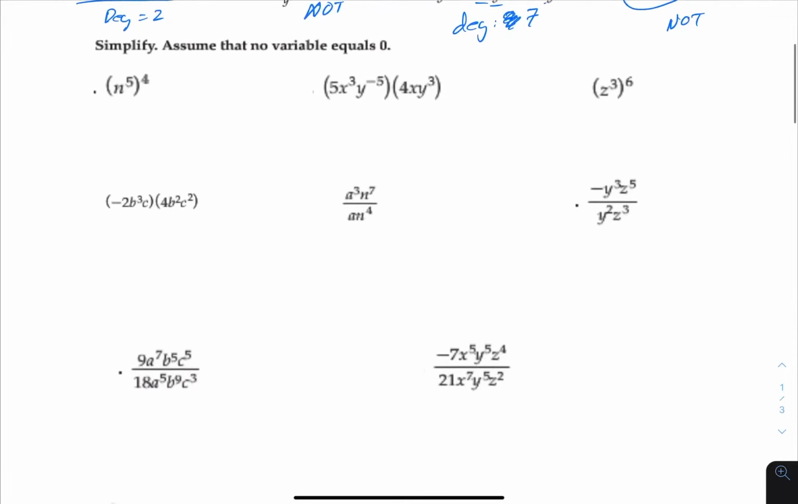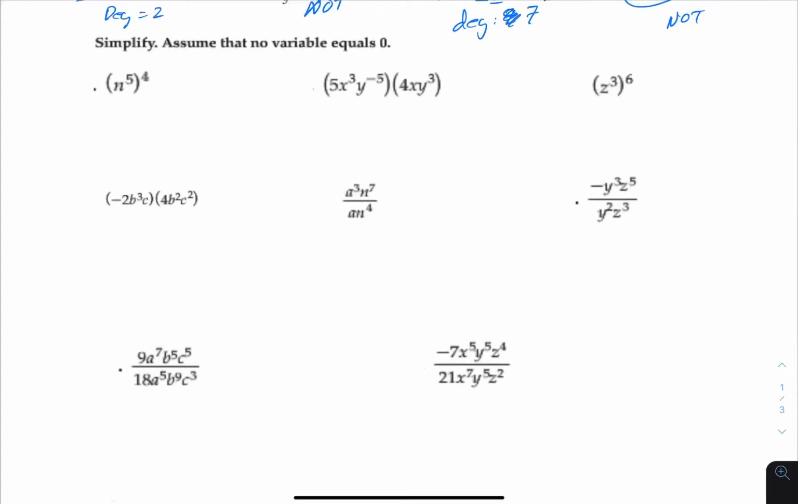Let's move on. Simplify, assume no variables equal 0. So we're just going to simplify this. Power to power, you're supposed to multiply. So it's 5 times 4, so n to the 20.